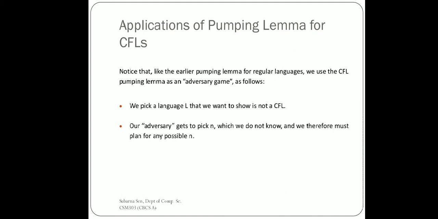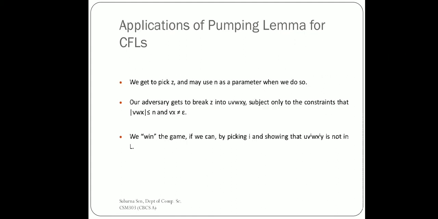What was our objective in the case of regular languages? We picked a language and ultimately wanted to prove that it is not regular. So how do we proceed? We first pick a language and assume that it is regular. Ultimately, my goal is to prove myself wrong. Here we will do the same thing. Our adversary gets to pick n, which we do not know, so we must plan for any possible n. Rather than discussing more here, we will directly move to the examples. I think it will be clear.